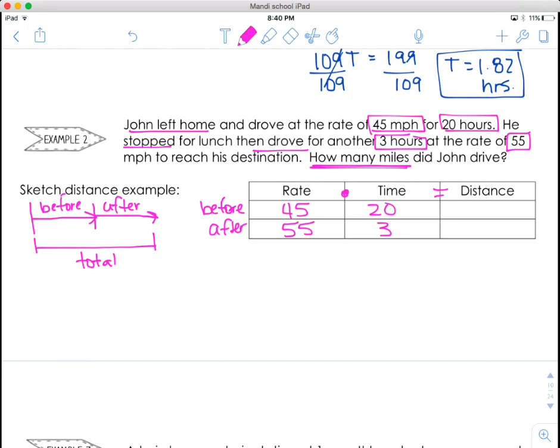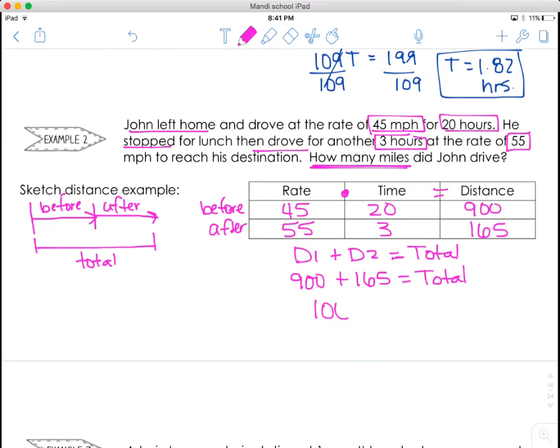Rate times time equals distance. So 45 times 20 is 900, and 55 times 3 is 165. We know that this is distance 1 plus distance 2 equals a total. Now they're asking us how many miles. They're asking us for the total distance. So distance 1 is 900 plus distance 2 is 165 equals the total. So that's 1,065 miles for our total.